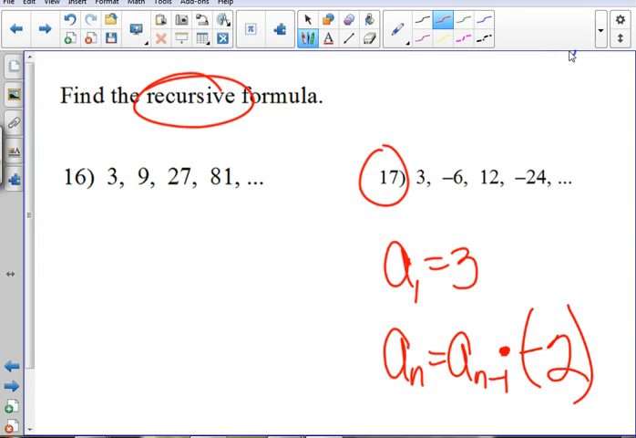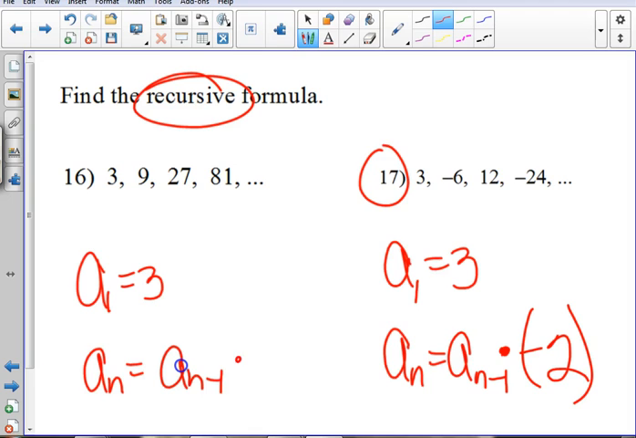You good, Hannah? Yes. Same thing Ariana did a minute ago. This one had an R of 3. This one would have been a sub 1 is 3 and a sub n is a sub n minus 1 times 3. All right.